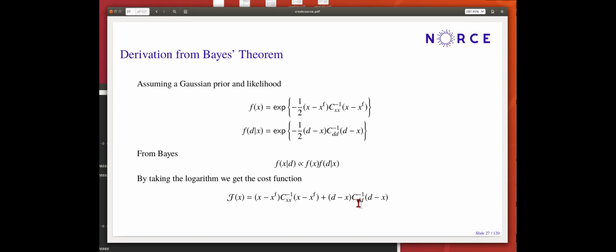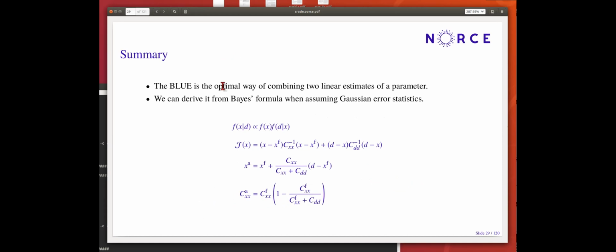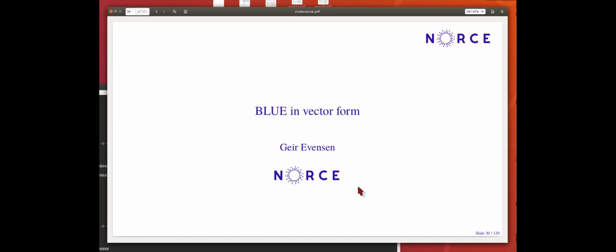Now x is a scalar, and d is a scalar, so it's very simple. Again, we can compute the derivative of this cost function and set it to 0. Then you see here you have an equation for x as a function of xf, the measurement, and the error covariances. With some simple manipulation, you get exactly the same solution, so the same estimator. That means from Bayes, we can also derive the same result with the assumption of Gaussian errors. So this is the optimal way of combining two linear estimates of a parameter. We can derive it from the Bayes formula when assuming Gaussian error statistics. You have Bayes, you have the cost function, the least squares problem, and you get the update for x and also its error covariance. So that was for a scalar equation.